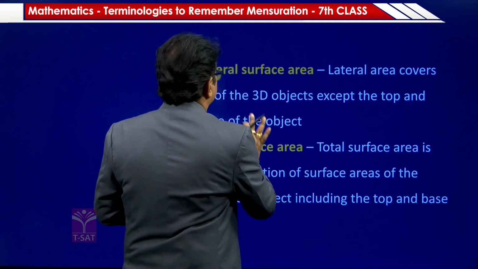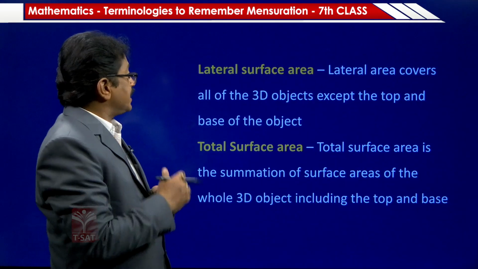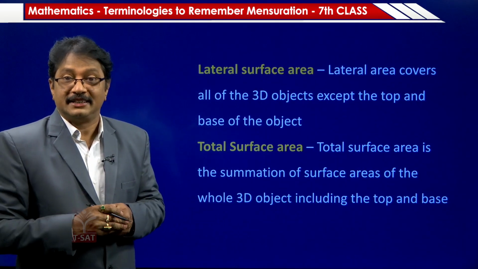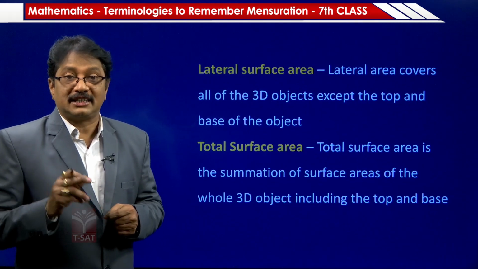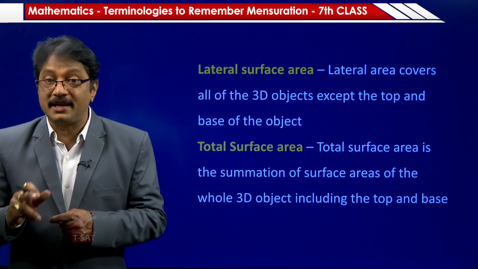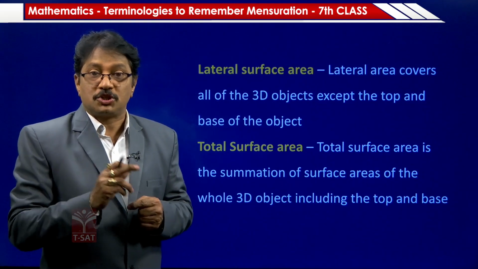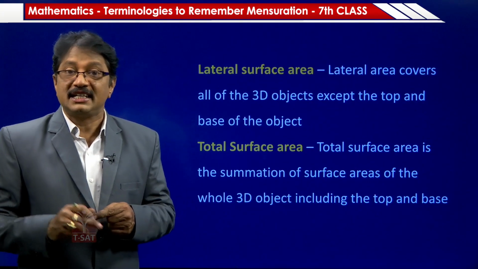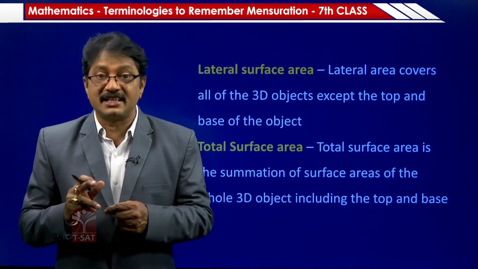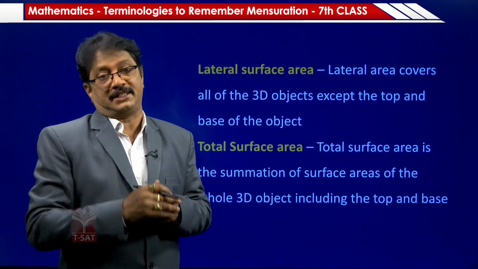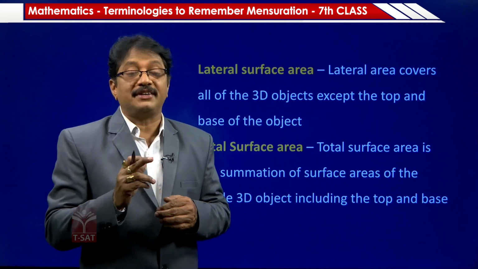Okay, now moving to the next. Okay, then what is lateral surface area? Just now I said the lateral surface area covers all of the 3D object except the top and base of the object. Clear? The total surface area is a summation of the surface areas of the whole 3D object including the top and base. So this is very, very important.